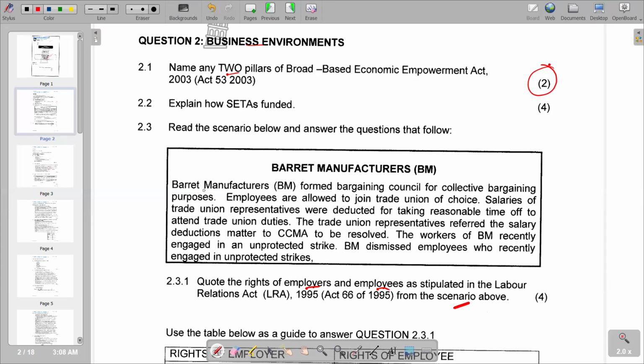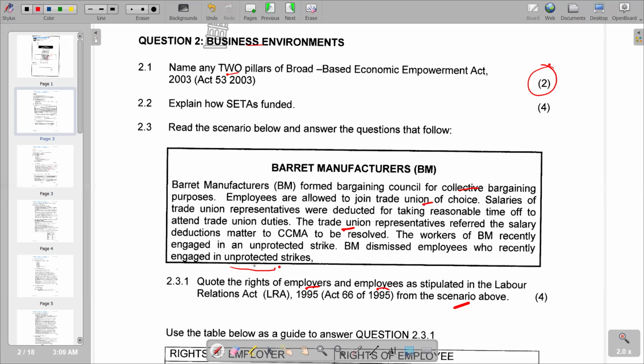If you come to the first sentence, it says Barrette Manufacturers formed a bargaining council for collective bargaining purposes. So forming a bargaining council for collective bargaining is the employer's right. Then the next sentence, employees are allowed to join a trade union of choice. This one is the right of the employee. The next one, salaries of trade union representatives were deducted for taking reasonable time off to attend trade union duties. And the next sentence, the trade union representatives referred the salary deductions matter to the CCMA to be resolved. So this becomes another right of the employees. BM recently engaged in an unprotected strike. Then BM dismissed employees who recently engaged in the unprotected strike.